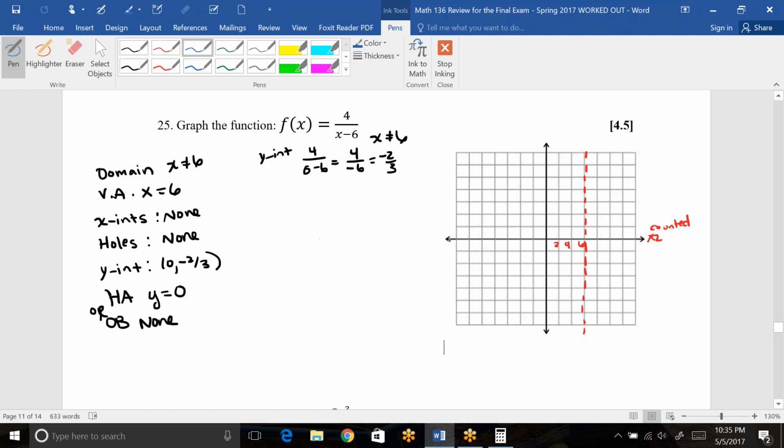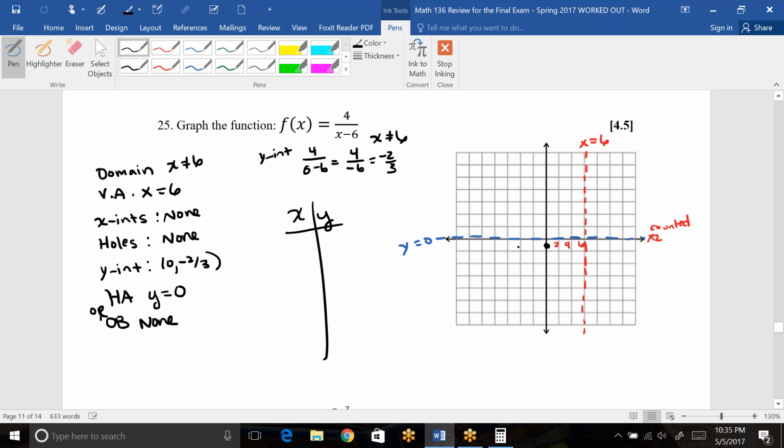For my horizontal asymptote, I'm at y equals 0. So y equals 0, x equals 6. Because remember, we counted by 2's, so 2, 4, 6. 0, negative 2/3 will be really close to this, somewhere in here. So my y-intercept's below the blue line. And that's all the information I have from there. So if I want to graph this, I need some more x's and y's.